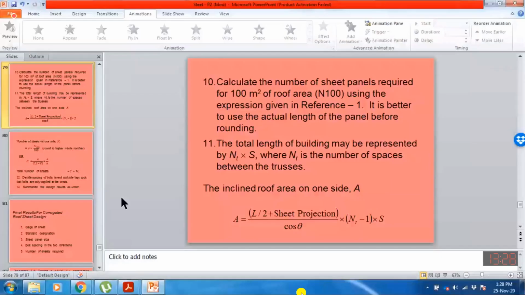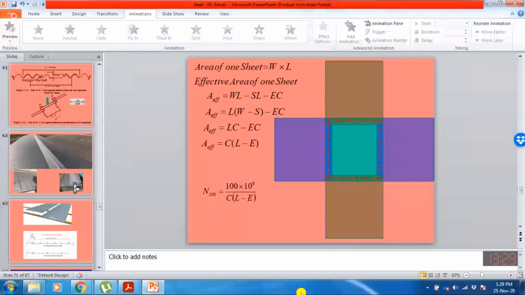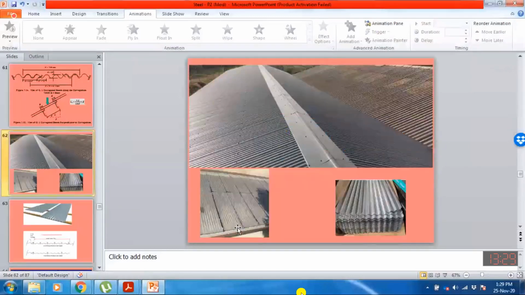So actually we know the width of one sheet, which is 0.7. So we are supposed to compute the total length of the sheet, because in the market we need to place the order for what size of sheet we require and how many sheets are required. So here I would like to give the example again. You will see that all the sheets have the same width, 0.7, and we just need to compute the length of one sheet.